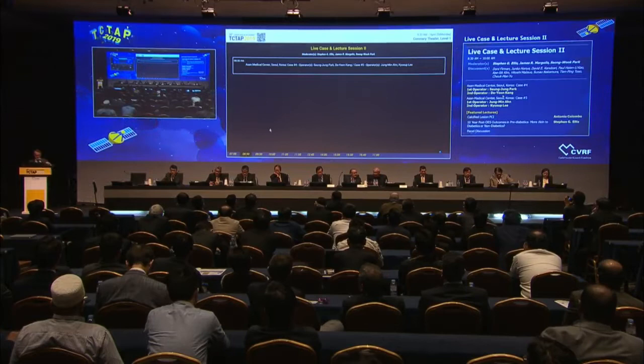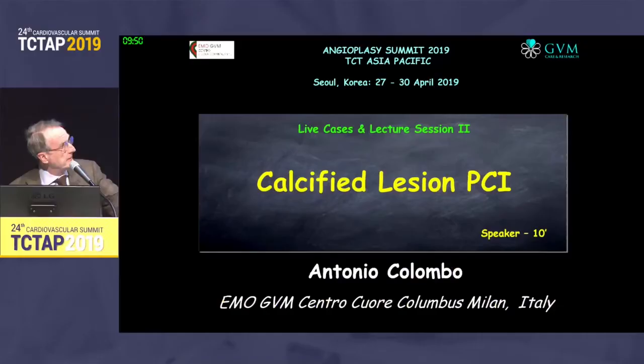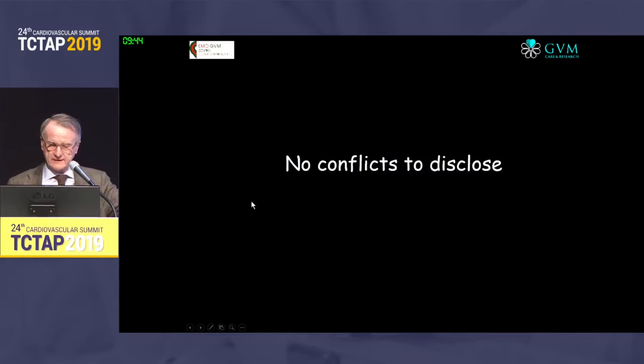I think this case really highlights what should not be done from the very beginning: place a stent without adequate lesion preparation. There are many questions still open about the case just broadcast, but let's go to the topic. Calcified lesion PCI. I have nothing to disclose.